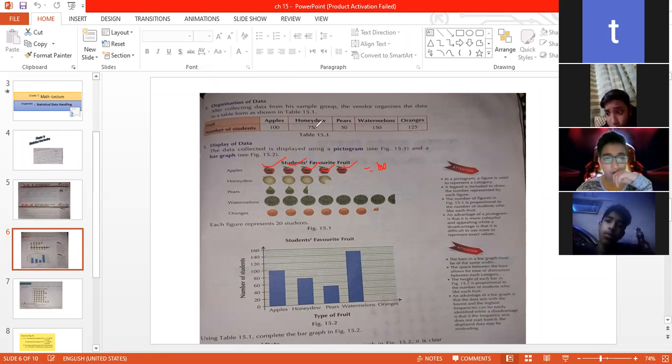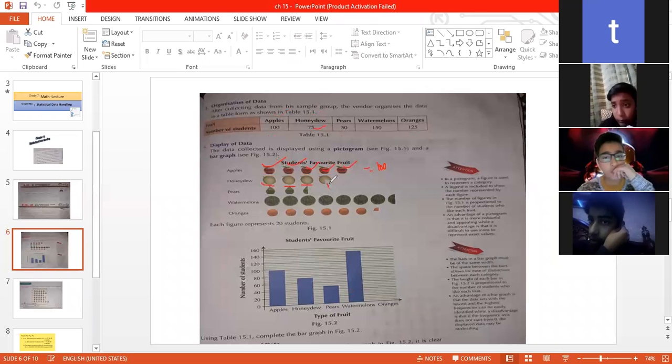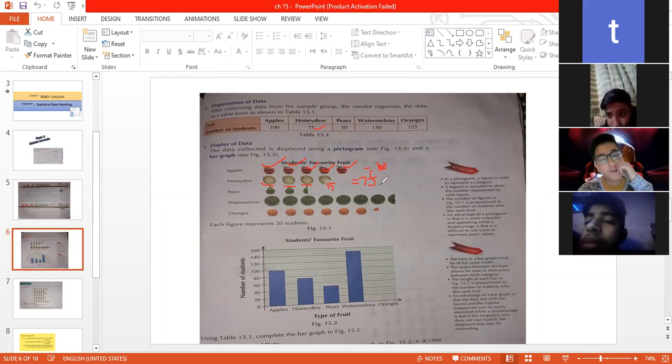How many total honeydew? 75. 20 plus 20 plus 20 is 60. Right? And this shape represents only 15. So it will become 75. 20 plus 20 plus 20 is 60, 60 plus 15 is 75. Now come towards the pears.